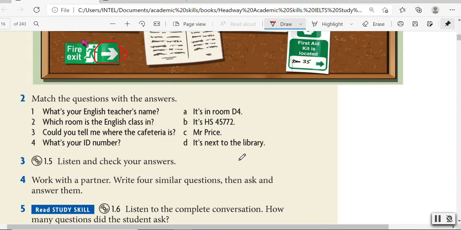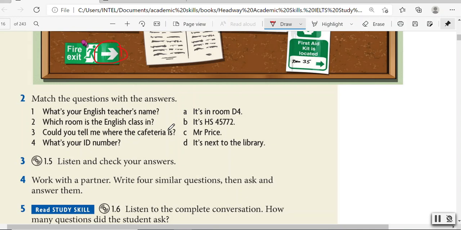Second one, which room is the English class in? Number three, could you tell me where the cafeteria is? What's your ID number? Try to select or to label the questions with the answers, with the options. Try to do it.